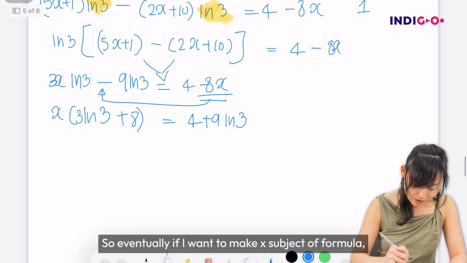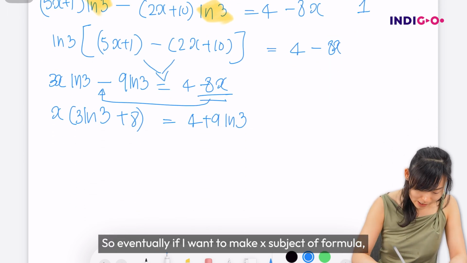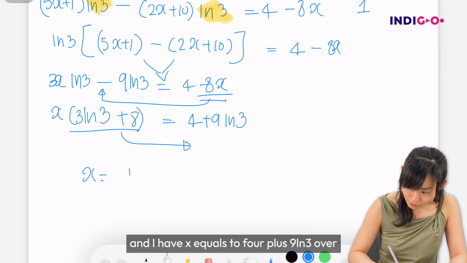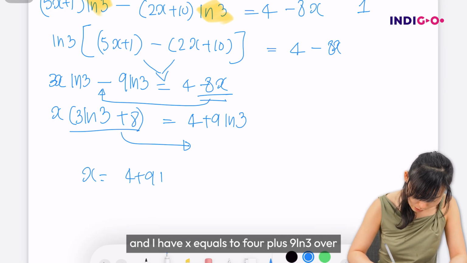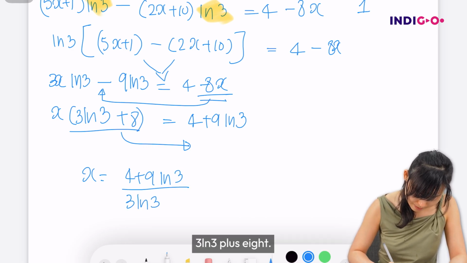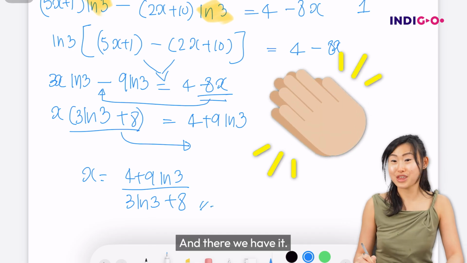So eventually, if I want to make x the subject of formula, I need to divide this over and have x equals 4 plus 9 ln 3 over 3 ln 3 plus 8. And there we have it.